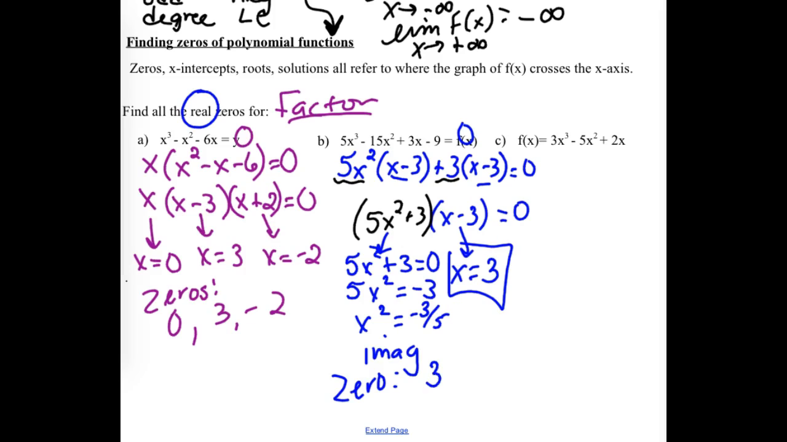All right. For part C, why don't you pause the video and go ahead and try to figure out what would make that 0 by factoring. All right, let's check our work.